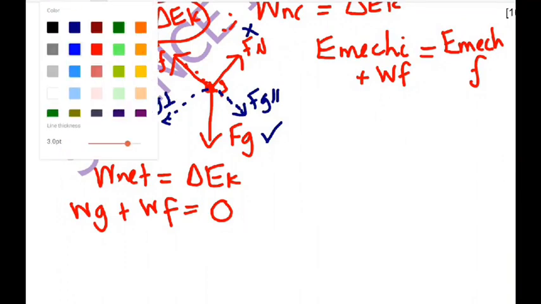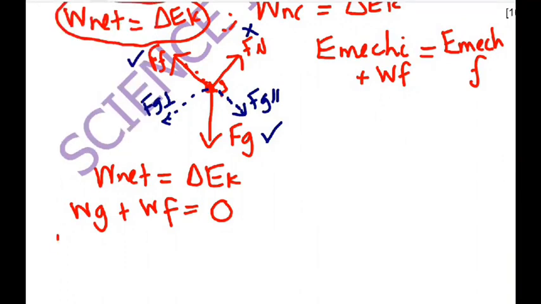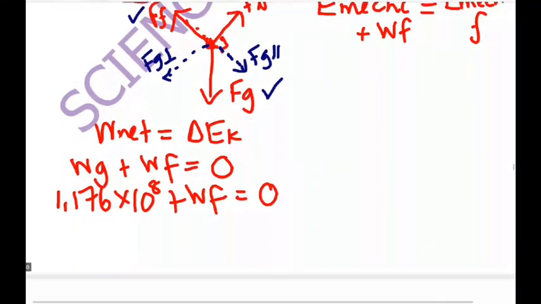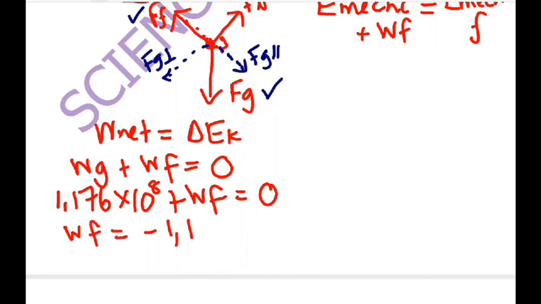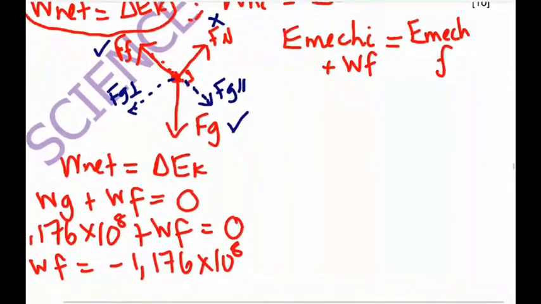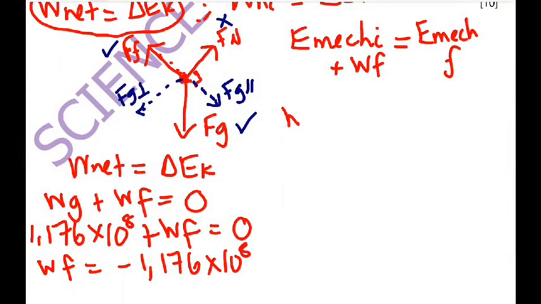Okay, so I come back and I say 1,176 times 10 to the power of 8 plus work done by friction equals 0. Therefore, I can say work done by friction is negative 1,176 times 10 to the power 8. Okay. Now let's go to the frictional force, because the question says the average frictional force.